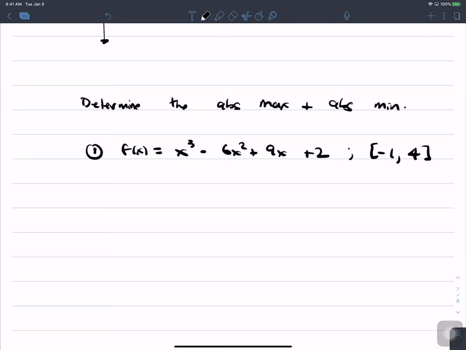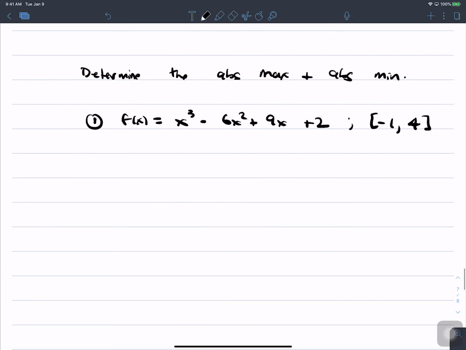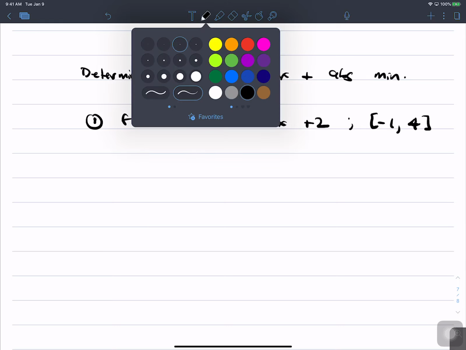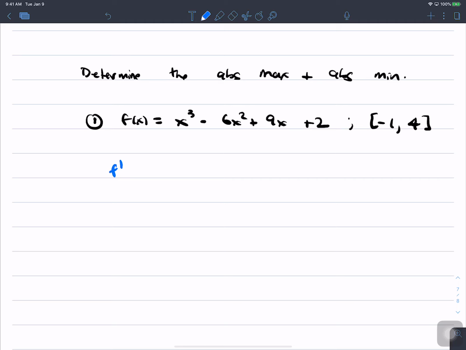X cubed minus 6x squared plus 9x plus 2. So here is a function, and here's the interval that they're looking at. So find the critical values. f prime of x is 3x squared minus 12x plus 9. You set that equal to 0. So 3x squared minus 12x plus 9 is 0.